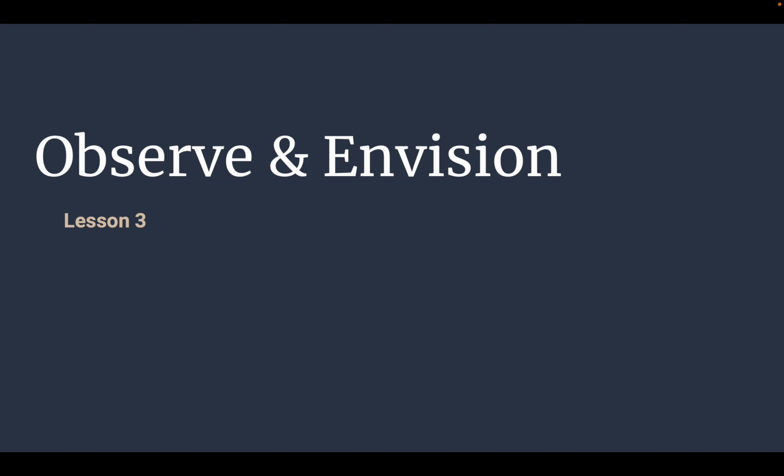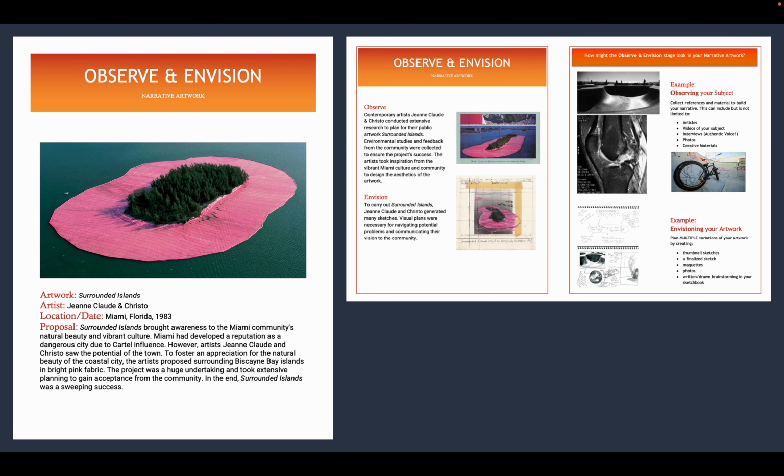Then, for Observe and Envision, students will collect reference materials for their narrative subject. This could include articles, videos, interviews, photos, creative materials, anything that has them look closer at their subject. They will then envision their artwork through planning sketches. This could be a thumbnail sketch, maquette, photos, or a written brainstorm in their sketchbook.